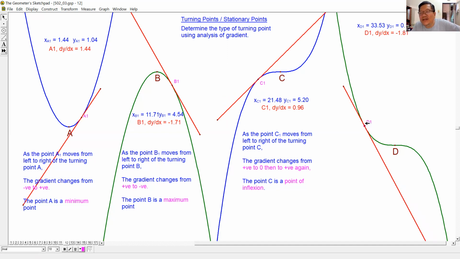Never mind. So this d, from the left hand side of d, I move to the right hand side of d. What happened to the gradient here? You look at the gradient here. The gradient here is negative. So I move, it becomes 0. Then I move further to the right, it becomes negative. So from negative to 0, back to negative again. So this is the point of inflection.